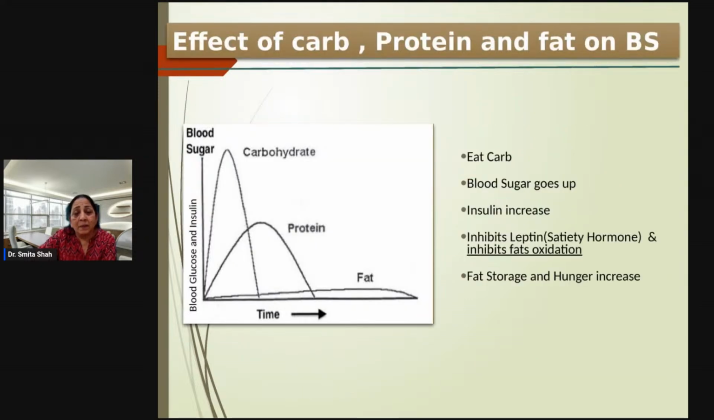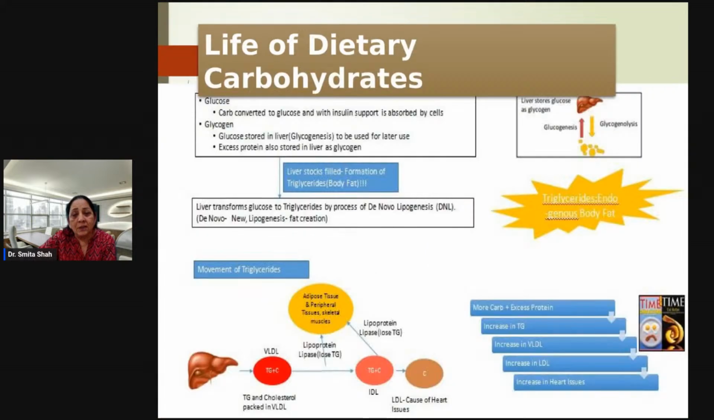Now, what is the reason behind the increase in diabetes? Because in India, we are having more carbohydrate diets. So what is the effect of carbohydrates? When we eat carbohydrates, the sugar rises very fast. If you see this graph, after having protein, the sugar rises moderately, and after fat, it rises very slowly. So if you eat carbs, blood glucose definitely goes up, and you become insulin resistant, and it inhibits leptin and inhibits fat oxidation and fat storage, and hunger is increased after having refined carbohydrates.